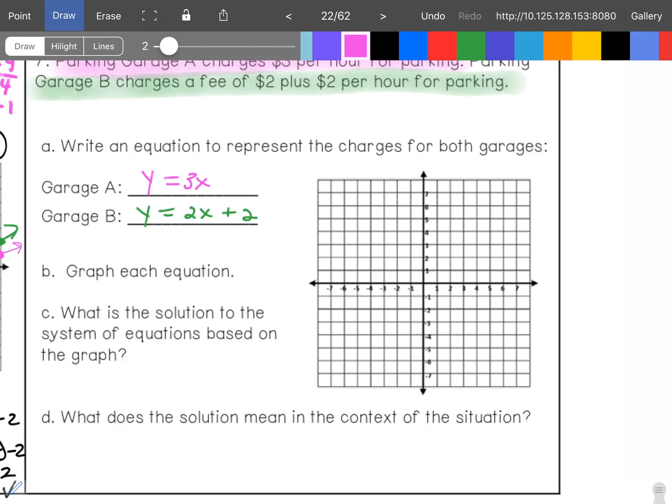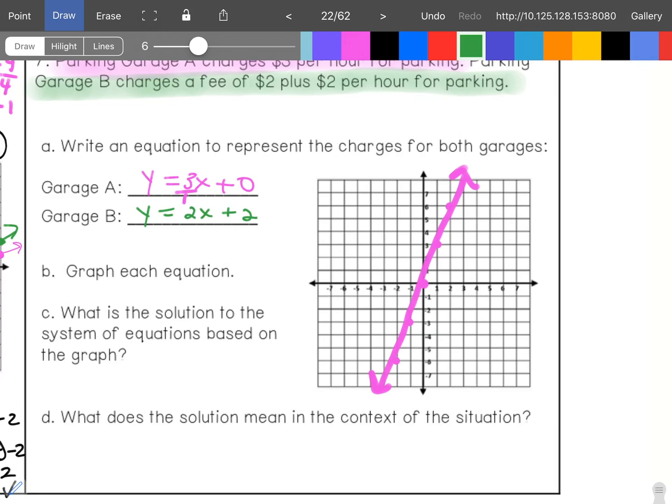All right, part B says to graph both of those. Well, we know that with the first one, garage A, we can have a plus 0 if we want, so that we know where to start. All right, and then the slope is 3, which is the same thing as 3 over 1. So from this point, we can go up 3 over 1. Or we can go down 3 and left 1. Draw your line with your arrow.